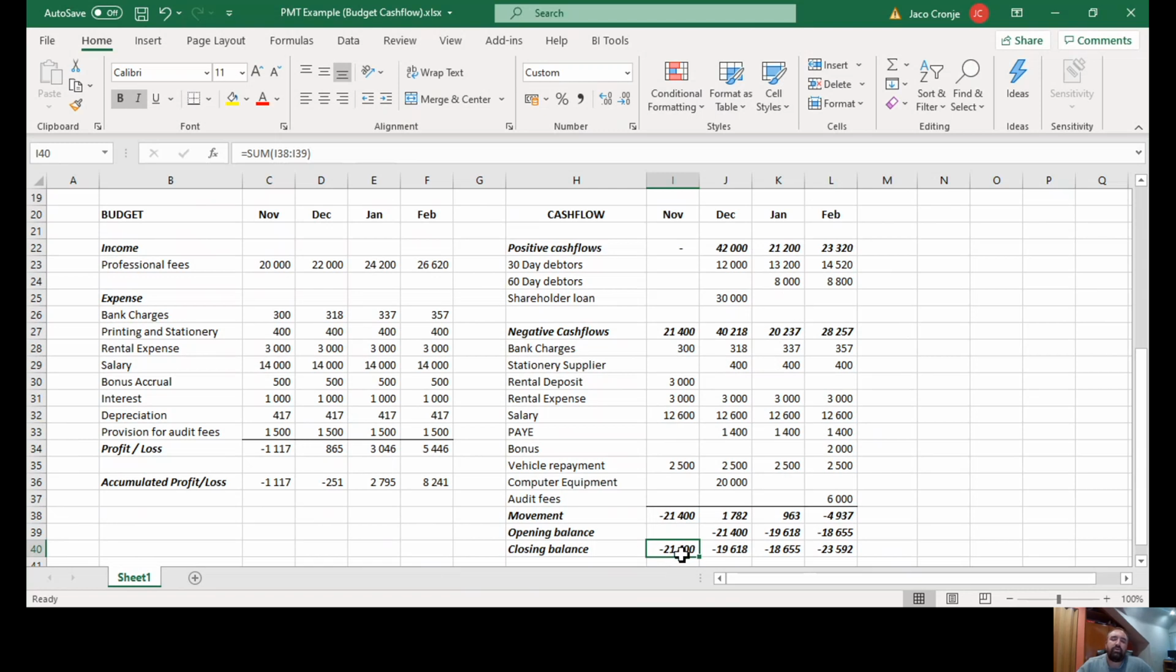So this means before I start this exercise, I need to be able to have an overdraft of 22,000 Rand. Plus also, I have put 30,000 Rand into the company. So that means to start this business, I first need to find 50,000 Rand before I can start trading and earn my 14,000 Rand a month salary.